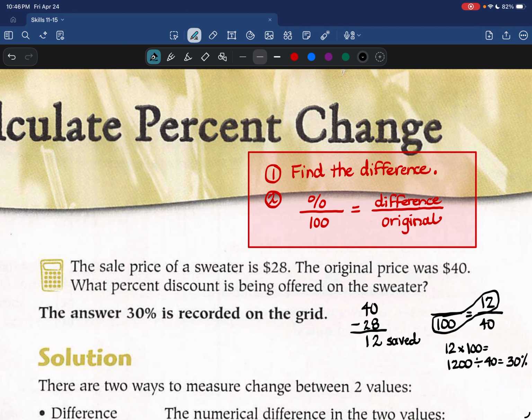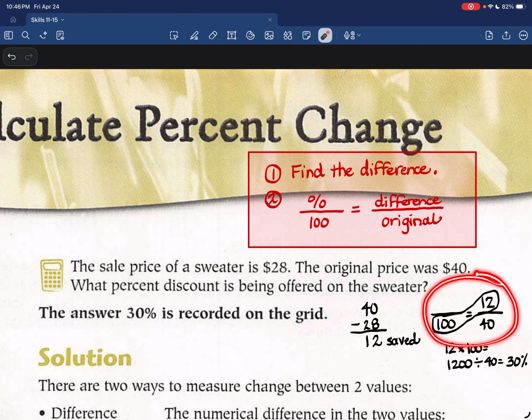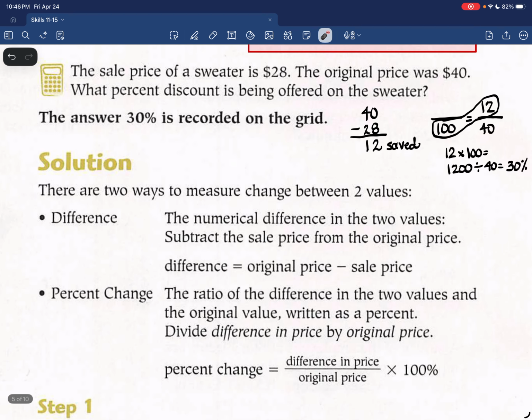I know this may seem confusing right now. This is not the easiest thing to do. But once you learn the process, you can do these all day long and they will work the same way. You must know this proportion. That's the key. And once you get your difference, it will always go in that spot of the proportion. So let's look at their explanation.